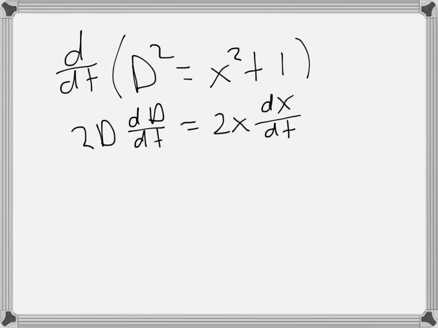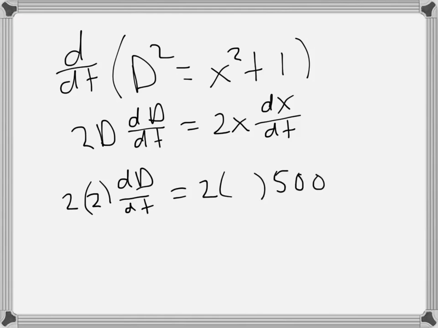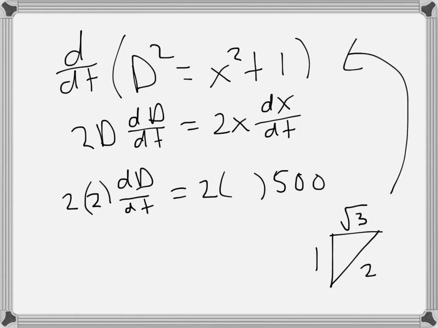Well, d is given to be 2. dd/dt is what I want to know. dx/dt is 500. And x, well, if the altitude is always 1 and the distance is 2, then by the Pythagorean theorem, just go back to the original equation at the top here, x is going to be the square root of 3.